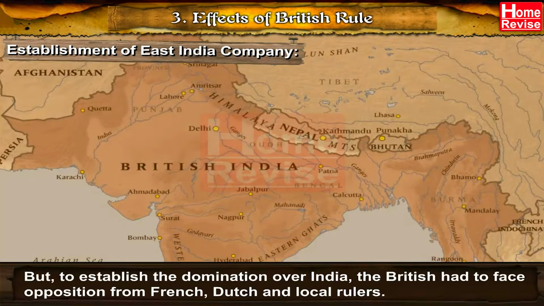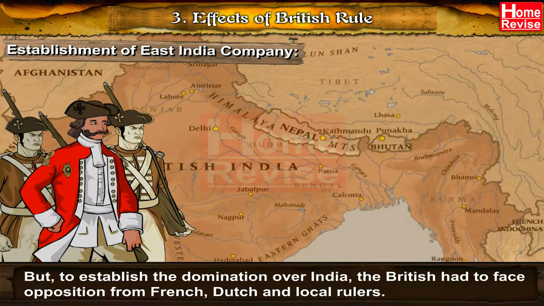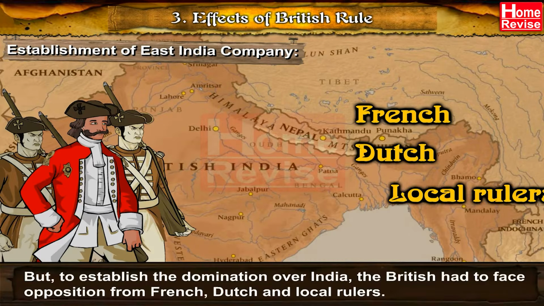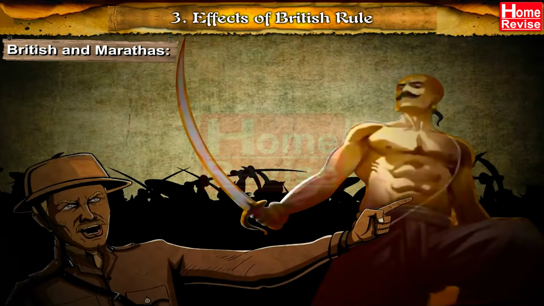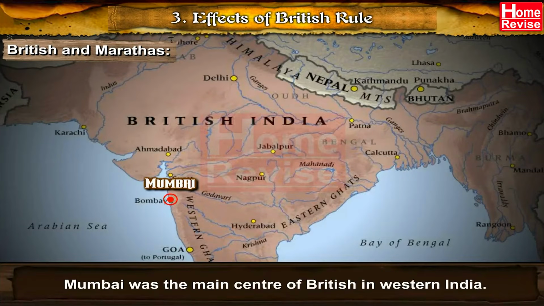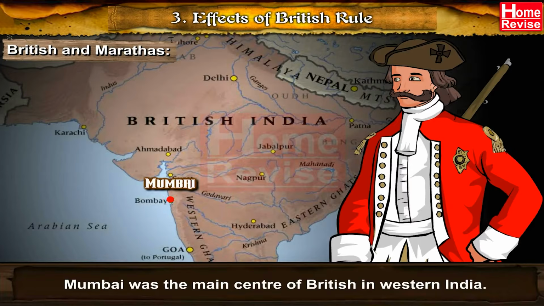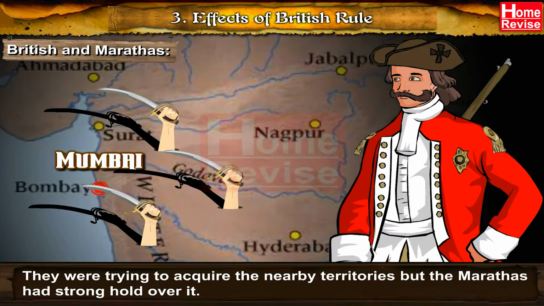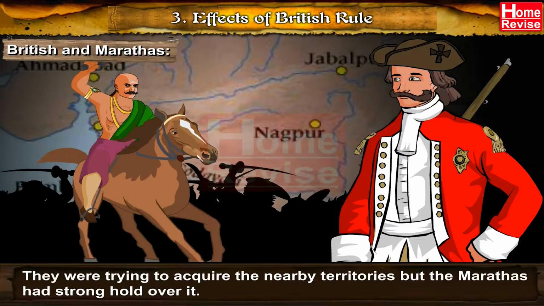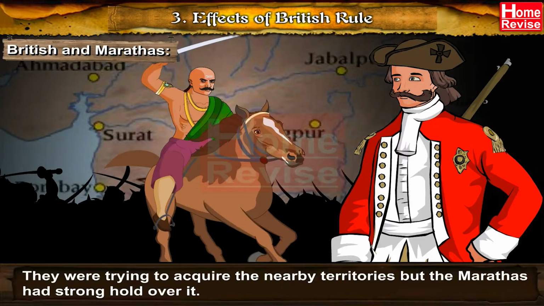But to establish the domination over India, the British had to face opposition from French, Dutch, and local rulers. British and Marathas. Mumbai was the main centre of British in western India. They were trying to acquire the nearby territories, but the Marathas had strong hold over it.